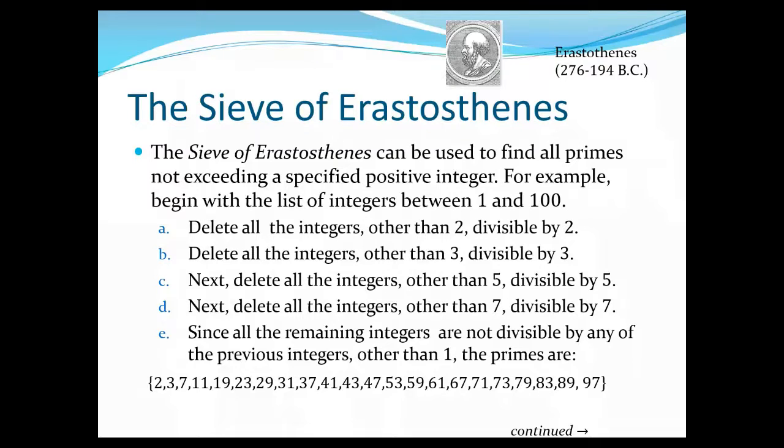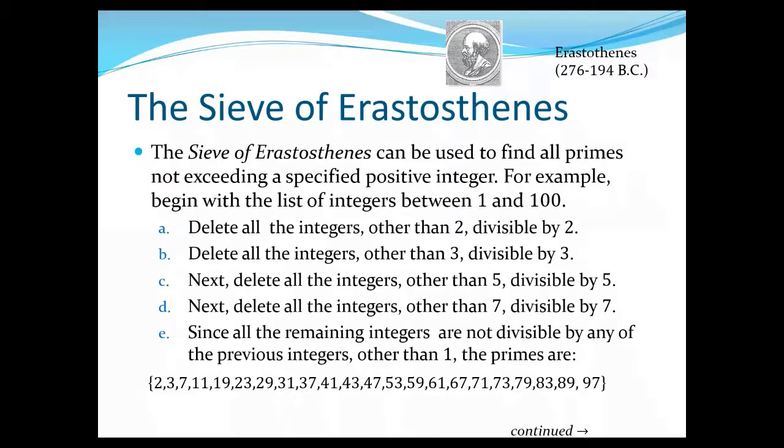So the first step will be to delete all the integers other than 2 that are divisible by 2. It means remove all numbers divisible by 2 but retain 2. So it means remove 4, 6, 8, 10, 12, 14, 16, 18, 20 in our list. And then after removing all divisible by 2, we go to removing those divisible by 3. But don't forget, retain the value 3. So you're just going to remove the others divisible by 3 aside from 3.